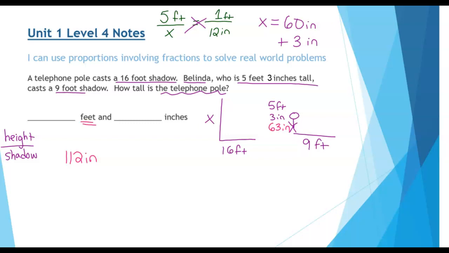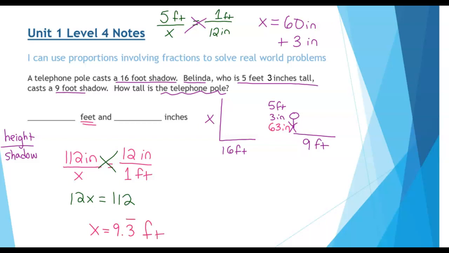Well, let's find out how many feet 112 inches are. So 112 inches is how many feet? And we know that there's 12 inches in 1 foot. Cross multiply that. I have 12 times x is 12x, and 112 times 1 is 112. Divide by 12 to each side, and we get 9.3 repeating. And that's now in feet. Okay, so I know I have 9 whole feet. So I have 9 feet for my answer there.